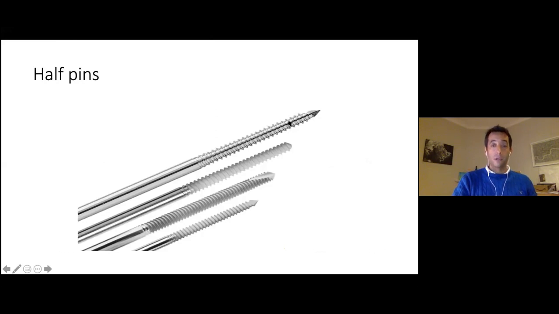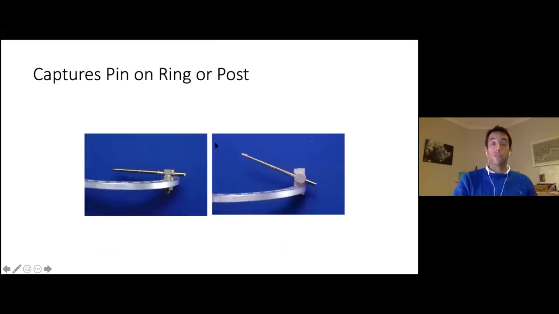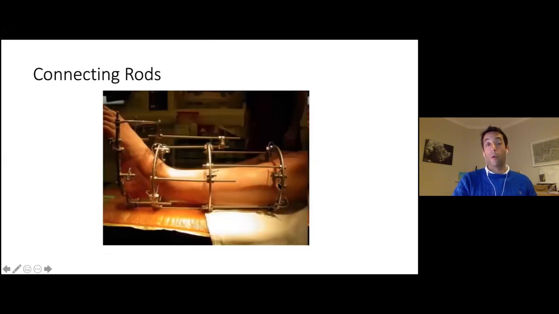Half pins are clearly cantilever structures. There are all sorts of types. Generally, more modern day ones will be HA coated for deformity frames and just plain for temporizing external fixators. They may have self-drilling tips, they may be smooth tip, they may be conical. You need to know these sort of things for describing implants, and they have to be able to be captured to the ring one way or another.